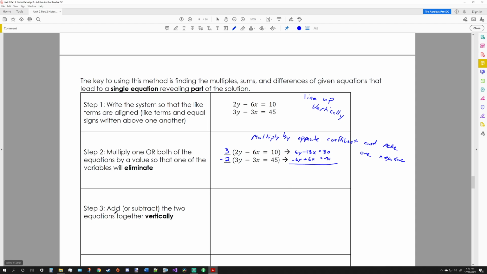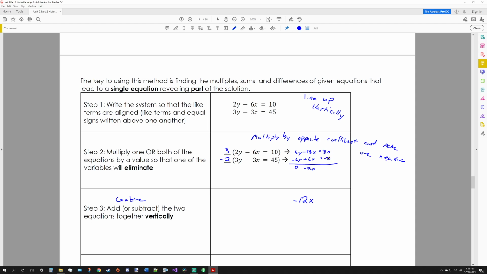And then the next step is to add or subtract. This is where I just say combine the 2 equations together vertically. So 6y, negative 6y, that's what's been eliminated. There's nothing left. The negative 18x plus 6x, right, so now I'm just looking at the x terms, making sure I take the sign in front. And that would be negative 12x. Right, I get negative 12x there. I'd have 0 here.